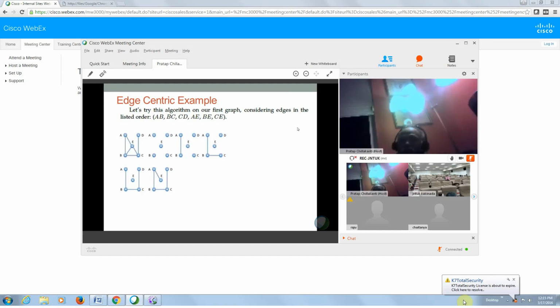So in this case we have AB, BC, CD, and then AE, BE, and CE. Right? So if edge-centric, what I do, picture after that, each of these things is a tree by itself. Nothing is connected. All the nodes, okay? Now you have to select one edge from the list. And then we are going in order.